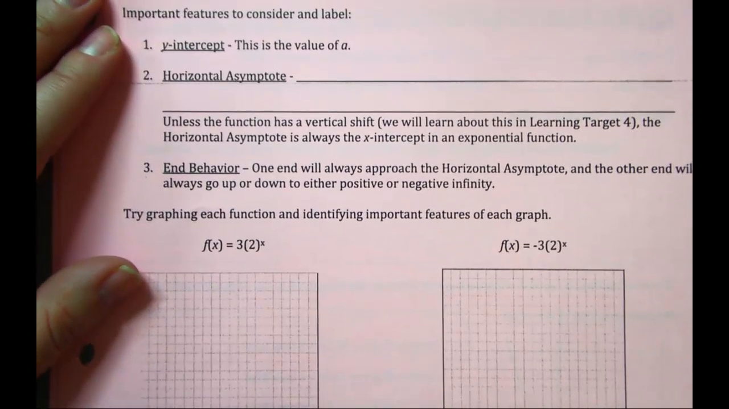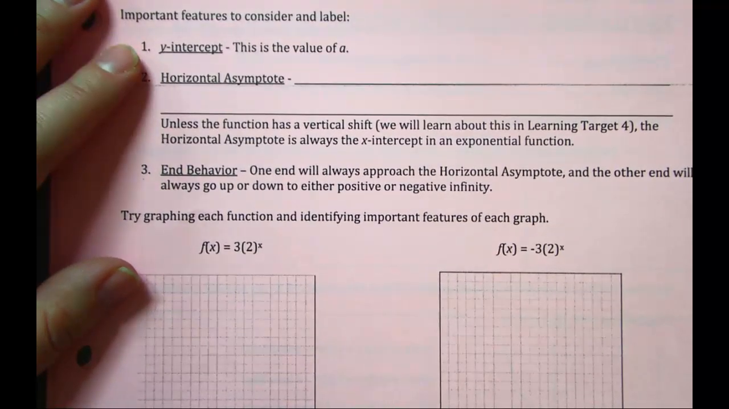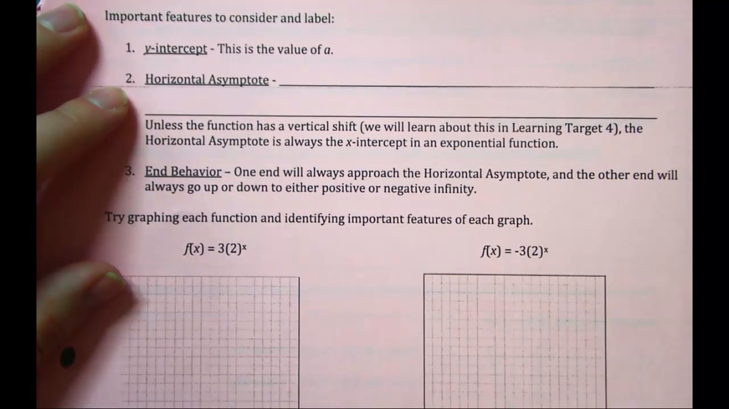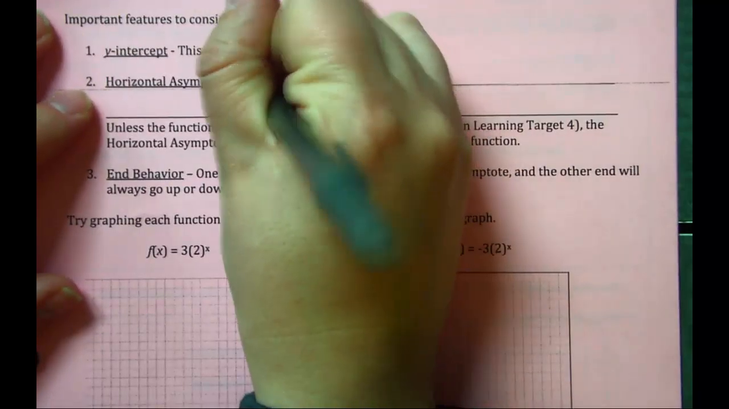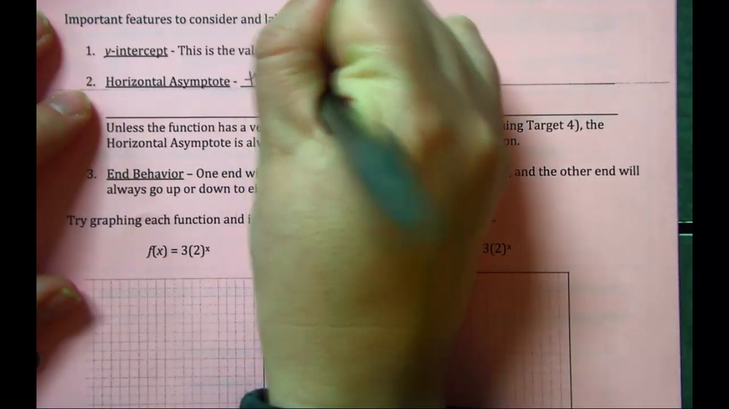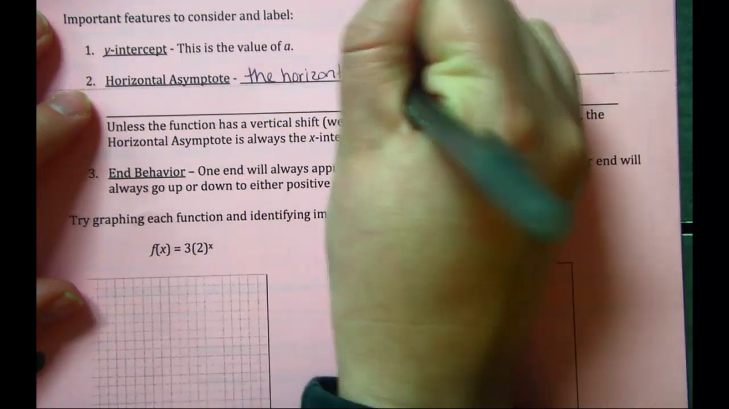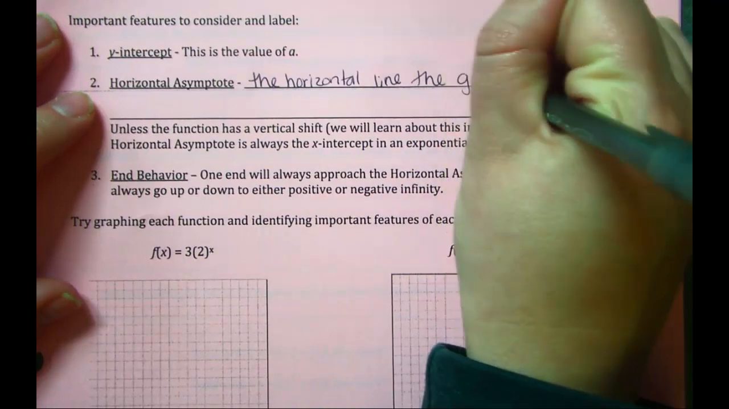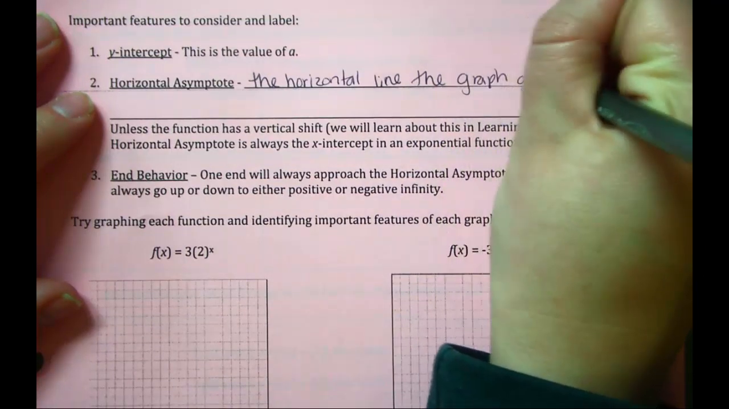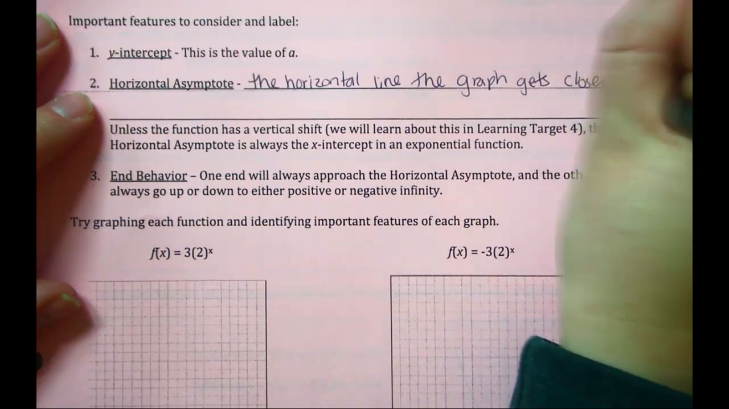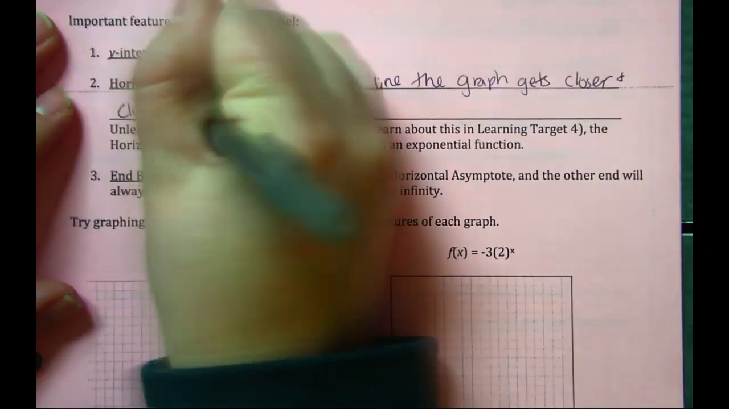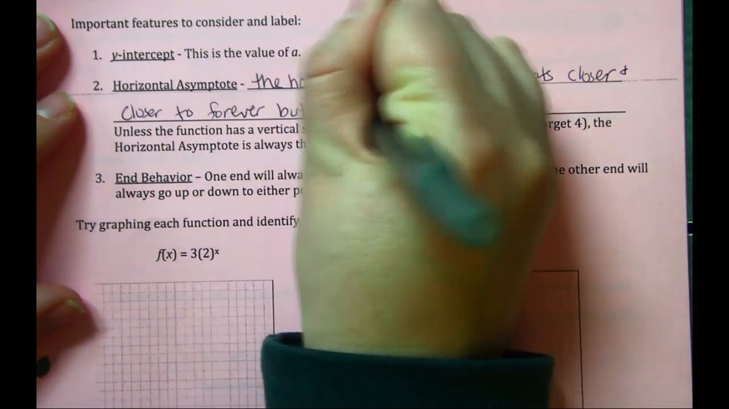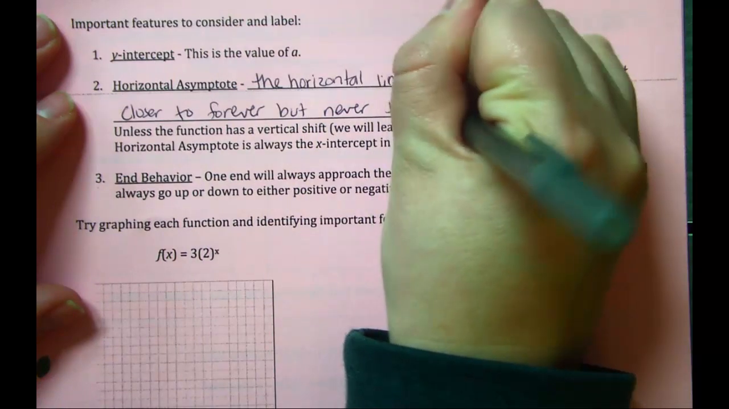So important features to think about and label are the y-intercept and the value of the horizontal asymptote. All exponential functions have a horizontal asymptote, and this is just the horizontal line that the graph gets closer and closer to forever, but never touches.